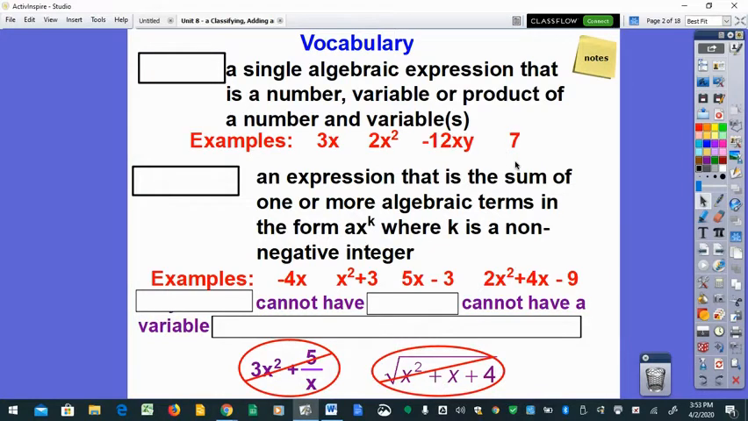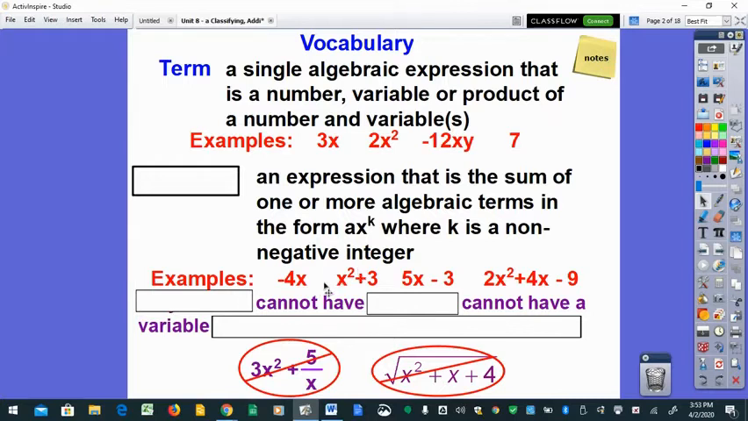So first of all, a single algebraic expression that is a number, or a variable, or a product of a number and a variable, is called a term. And I've given a bunch of examples here. We've worked with terms throughout the year. There's a 3x, a 2x squared, negative 12xy, the number 7. Those are all called terms.